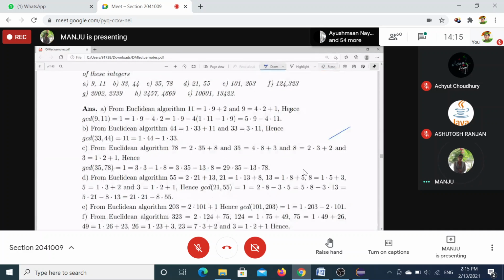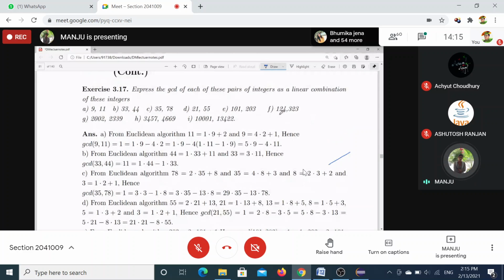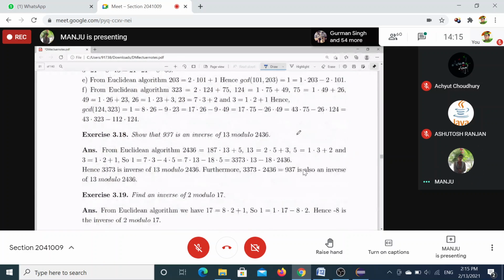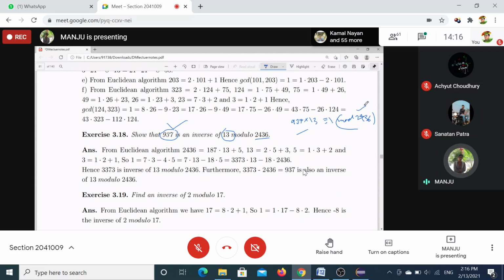Okay. Just writing GCD as linear combination of A and P. Inverse: if this is given and this is given, then showing that this is the inverse of this one under modulo this one. That means you need to just multiply both and divide by 2436. Are you getting 1? That is 937 multiplied by 13. Is this congruent to 1 modulo 2436 or not? If yes, then it is the inverse, and this is the inverse of this one, right?